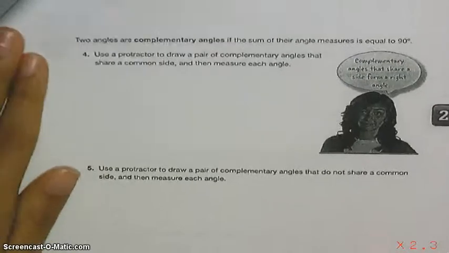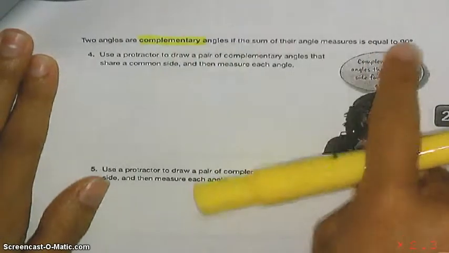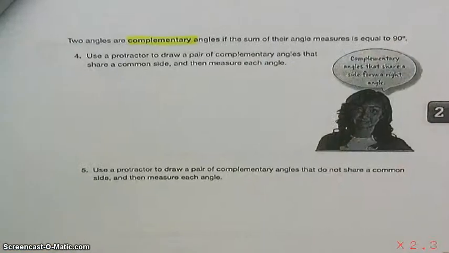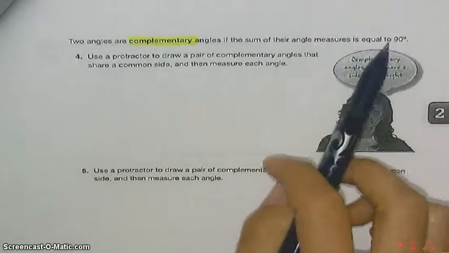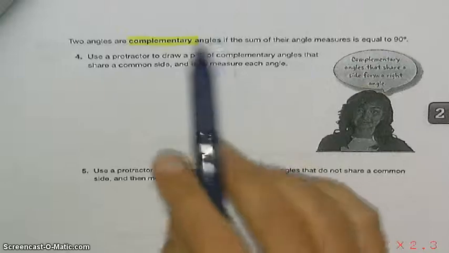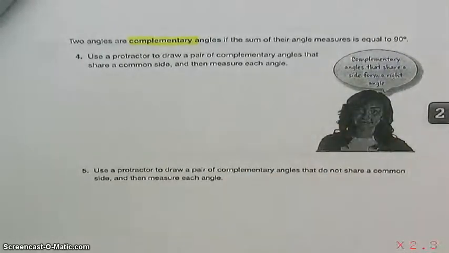Complementary, here's your next vocabulary. Complementary angles make 90 degrees. So the way I remember that is you get a complement if you're right. Supplementary, straight. You get a complement if you're right. That's how I remember the difference between them.